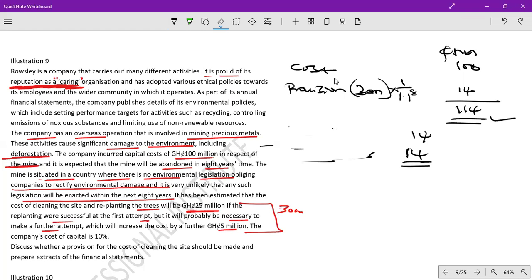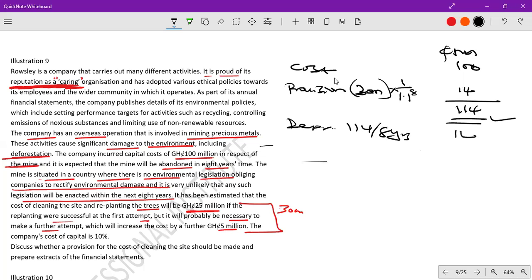114 divided by 8 years, which is 14.25. So what is the carrying amount? 114 minus 14.25 is 99.75. That is the carrying amount as at this time.